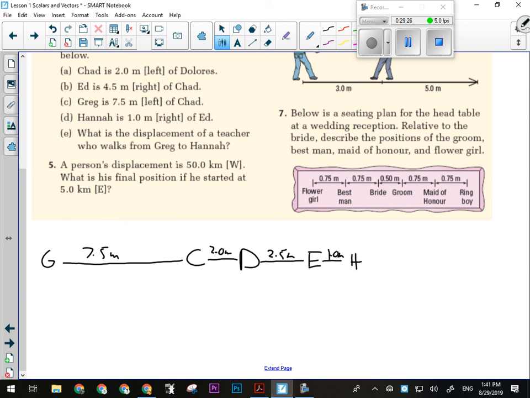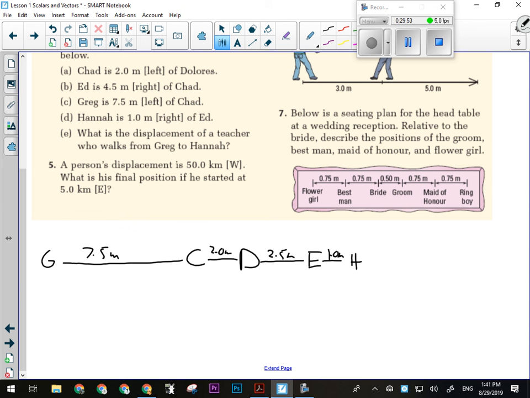All right, so I was able to draw everybody's position because I had a reference point. That reference point was Dolores. So the question is there really to illustrate the importance of a reference point. Okay? If someone walks, or the teacher walks from Greg to Hannah, what is their displacement? Okay, well, 7.5, 9.5, 12, 13 meters. Right. Okay, so we put a direction on that.